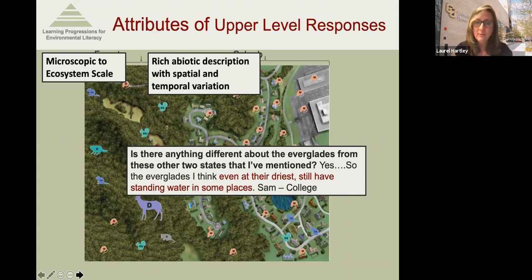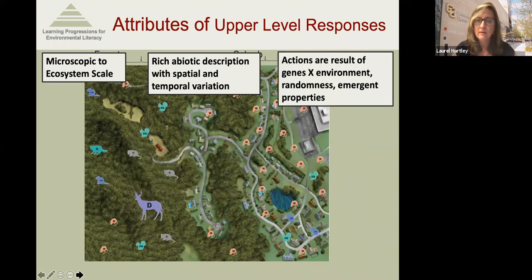Is there anything different about the Everglades from those other two states that I've mentioned? Yeah, so the Everglades, I think even at their driest, still have some standing water in some places. They talked about actions being the result of genes times environment, randomness and emergent properties.